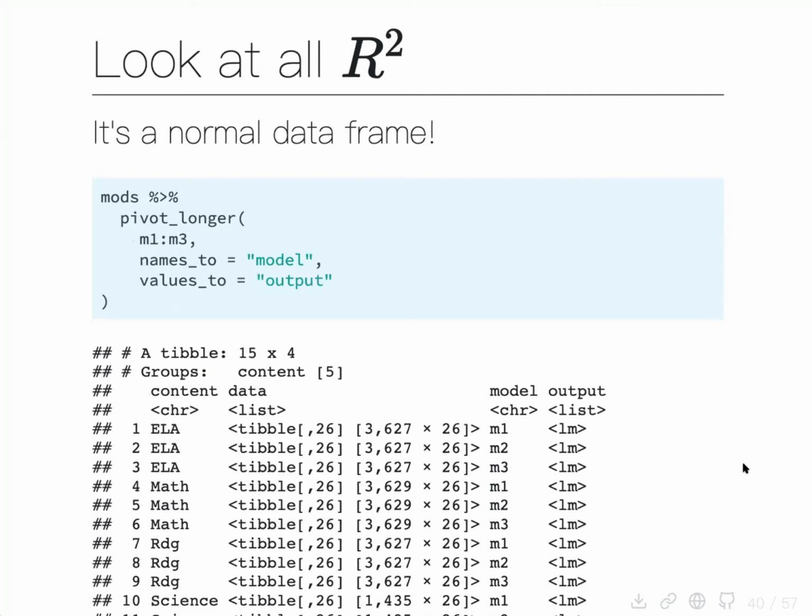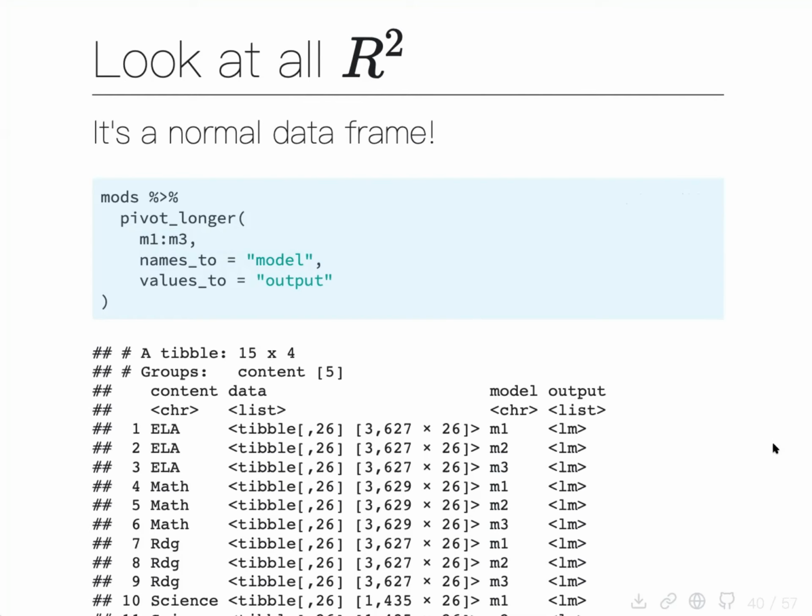Now, let's say I wanted to look at the R² values for every single model. Okay, the nice thing about these list columns is that they are just normal data frames. Okay, so we can do all the things to them that we do with normal data frames, including, in this case, pivoting longer. Okay, so I have my mods, I'm saying pivot longer, grab the columns M1 to M3. Now, all of those are list columns, but it doesn't care, right? I'm saying put the names to model and the values to output.